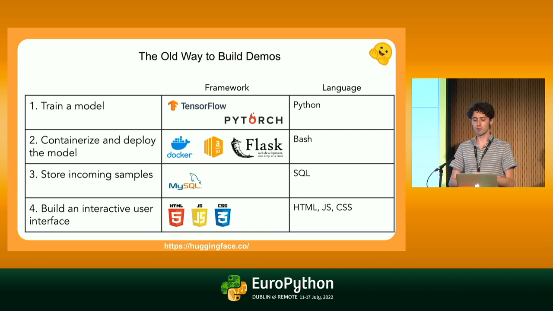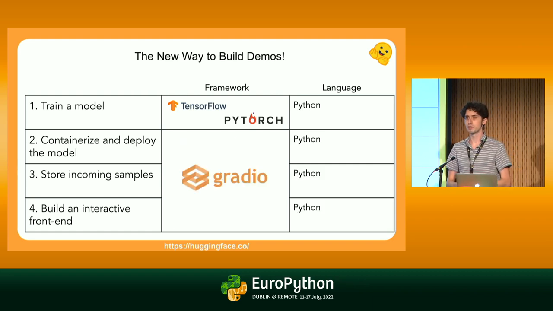So as I was mentioning before, previously you had to use a bunch of different languages, a bunch of different tools. So first you train your model, and for that you might use TensorFlow, scikit-learn, PyTorch, which is in Python. Then you might use Flask and Docker. Then you might want to use SQL. And then at the end, the interactive interface. Previously, it was always with JavaScript, HTML, CSS, and front-end technologies. And I heard that the Python communities don't like CSS and JavaScript too much. So of course, they replaced everything with Python.